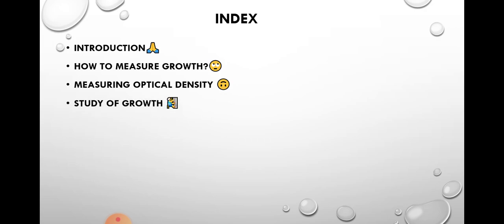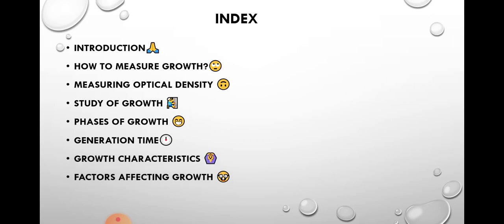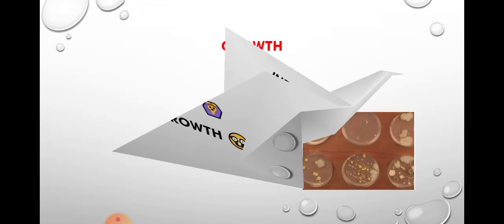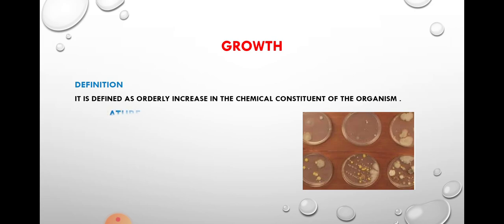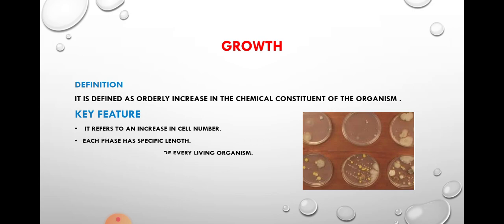In the index, we have the introduction, how to measure growth, measuring optical density, study of growth, phases of growth, generation time, growth characteristics, and factors affecting growth. First of all, we would start with growth. What actually growth is, with the definition of growth. It is defined as an orderly increase in the chemical constituents of the organisms.